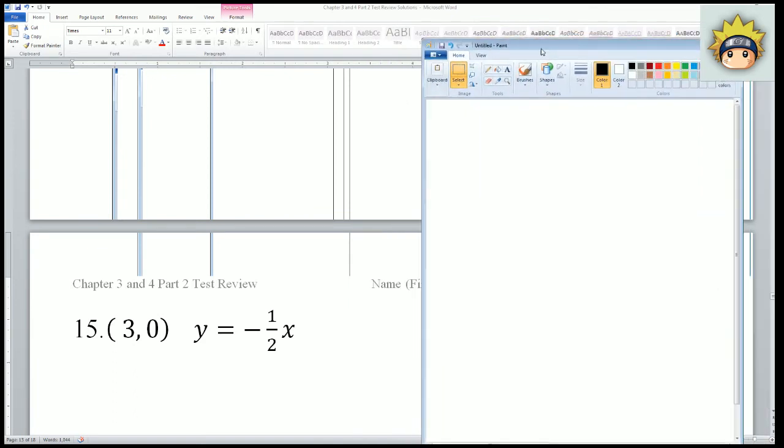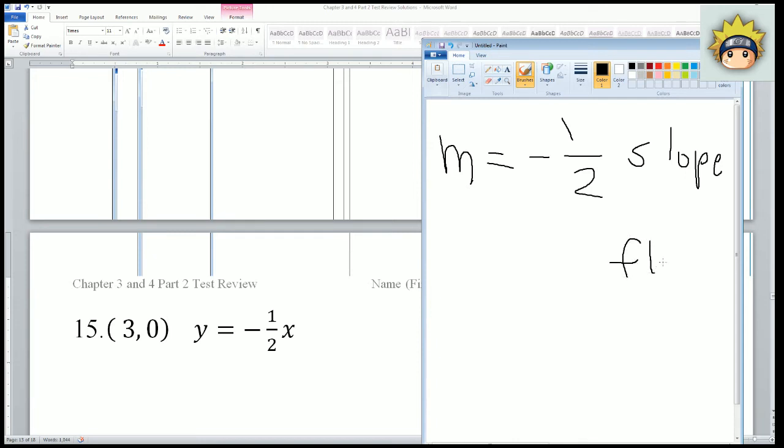Alright, let's just grab this up. M is equal to -1/2. Whoa, that's ugly. Yeah, that's better. Okay, here's your slope. Okay, let's flip it.